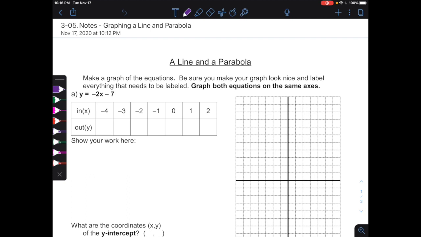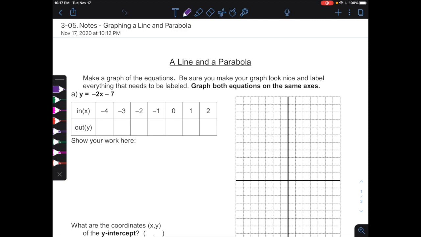Alright, so we're really going to be learning how to find out what points we need when we're given a line or an equation. So right here, I'm just going to read this. Make a graph of the equations. Be sure to make your graph look nice and label everything that needs to be labeled. So I'm going to be telling you the things that I'm going to be looking for when I ask you to graph, okay? And also, we want it to look nice. So, how can we do that?